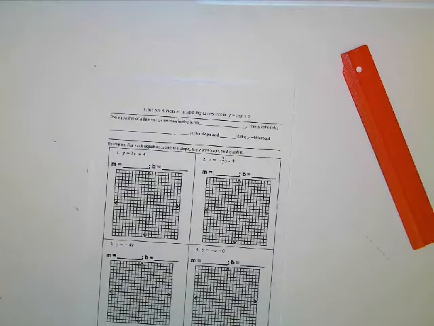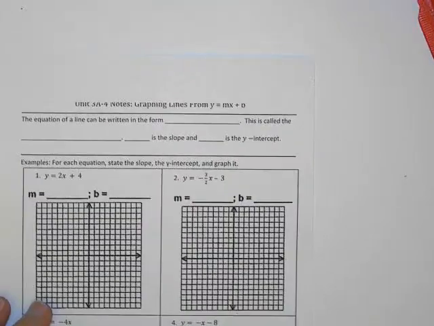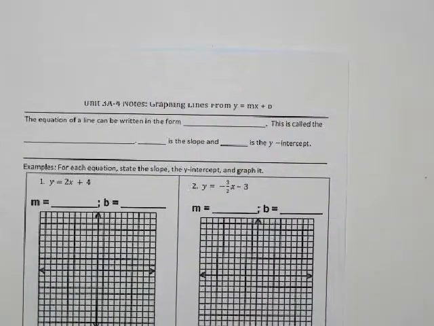We are talking 3A-4, graphing lines from y equals mx plus b. What we just finished was graphing lines from either 2 points or a point and a slope. Now I'm giving you an equation, and you have to find your key features in order to graph.